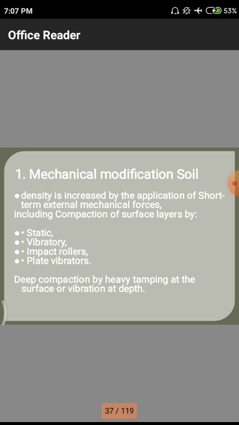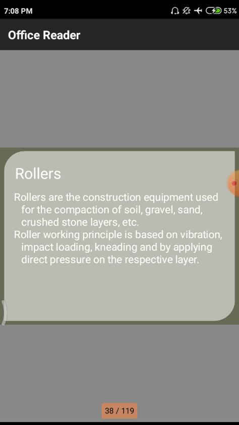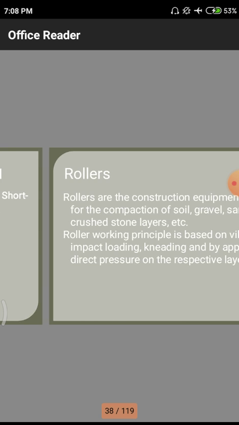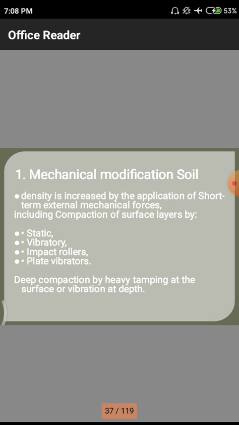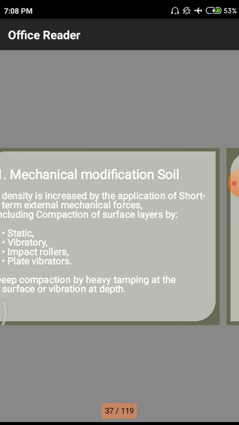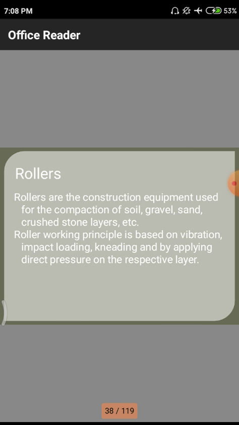Okay, these are the different kinds of vibrators, like mechanical equipment. Deep compaction by heavy tamping at the surface, and by vibration at a particular depth, all of those are useful. First one we are having the roller. That means all those are different kinds of rollers. What is the technical meaning of this particular roller?